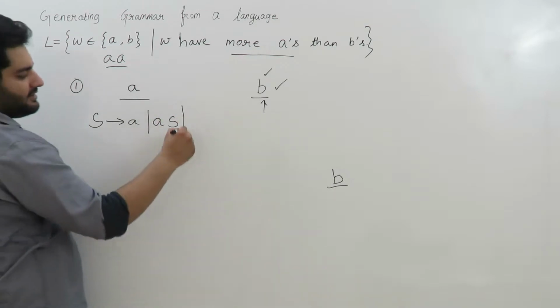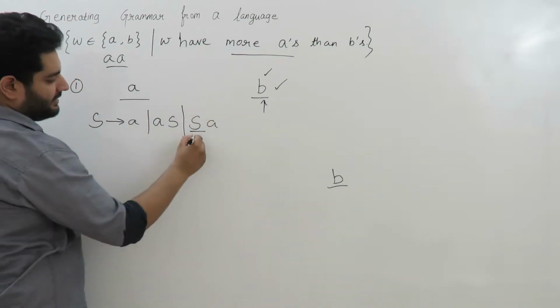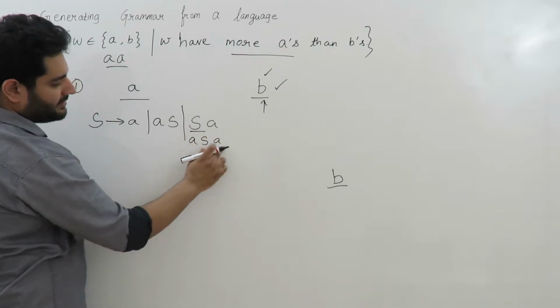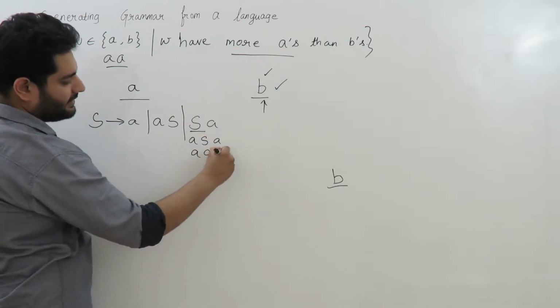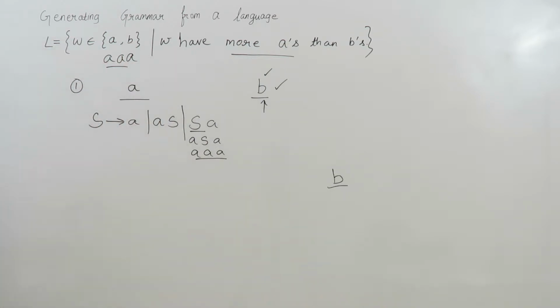Or you can take a production like SA. You can replace this S with AS, then you will get ASA, and replace this S with A, you will get AAA, which is also a valid string in which there are 0 B's and 3 A's. So these productions A, AS and SA are restricting our grammar, the production rules, to a specific number of A's. By increasing the number of A's on terminating a string, we can make more A's than the number of B's.